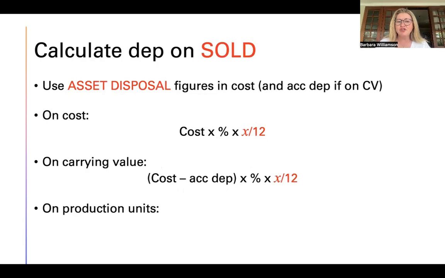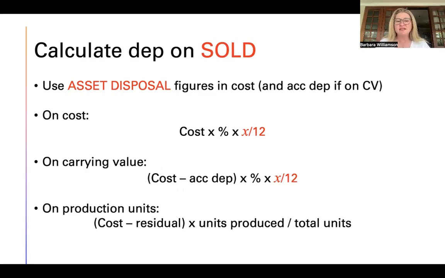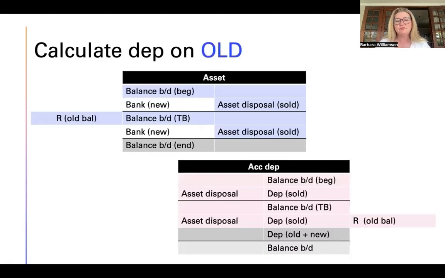If you're doing production units, you don't actually need X over 12 at all. You simply take your cost less your residual and you times it by the units produced over the total units. Because obviously, if you've only had it for a shorter time, the units produced would be less. So you don't have to factor in how many months you've used.